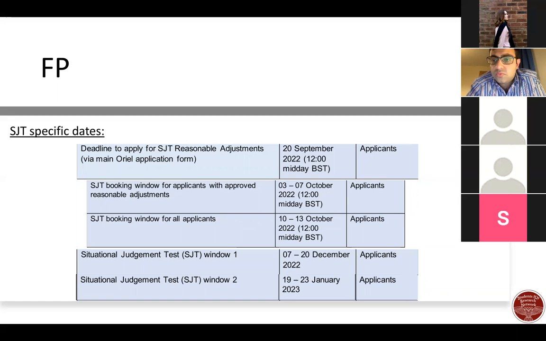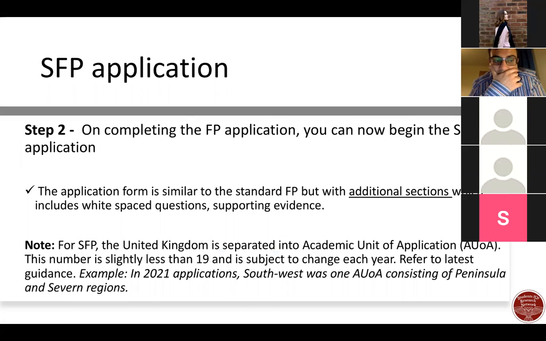And then 19th to 23rd is the second window, but almost two thirds of people do it in December. That's what the stats suggest from previous years. So, SFP application. On completion of your normal foundation program application, you can begin your application for SFP. You can apply for two academic units of application, despite the fact that for FP, you can rank all foundation schools, like 1 to 19. So based on your preference, but for academic foundation, you can only apply for two places.